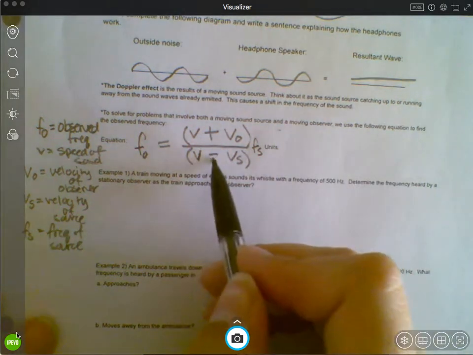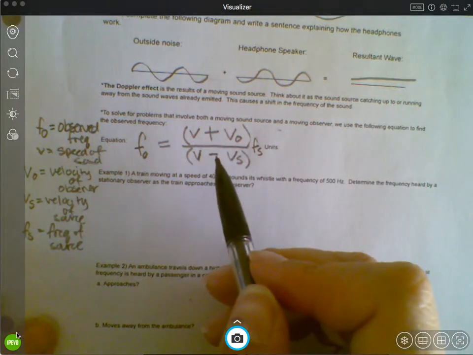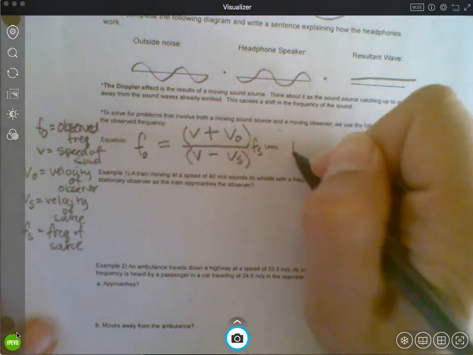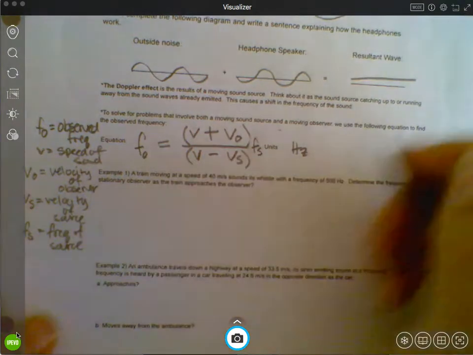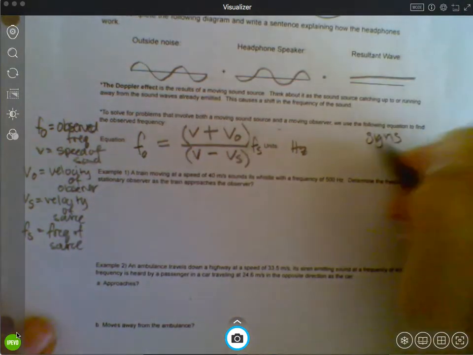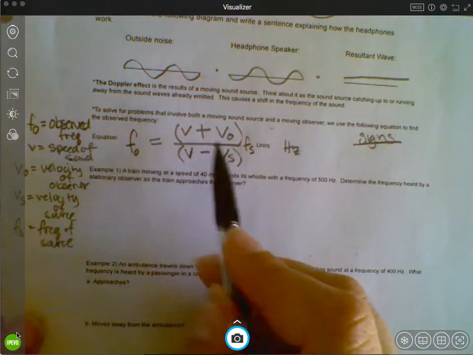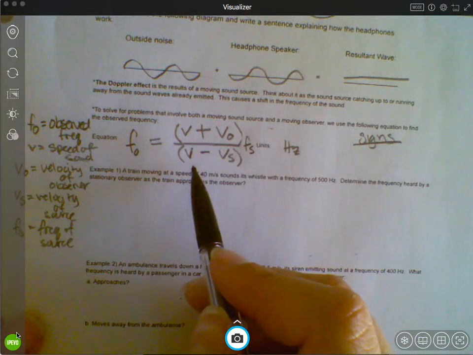Now, the signs are really the part that trick people, okay? So here's sort of the way that I do it. The units are going to be hertz because that's how we measure frequency. Here's how we do the signs, okay? And this is, I think, the easiest way to remember. These are the signs that come with the equation. There's a plus on top and a minus on the bottom, okay?